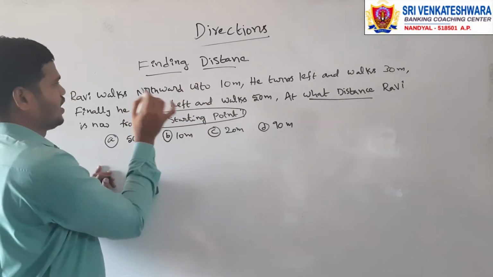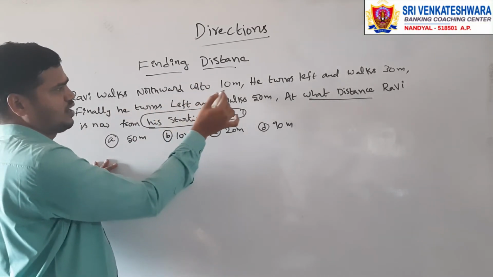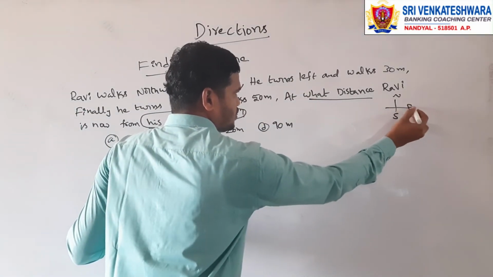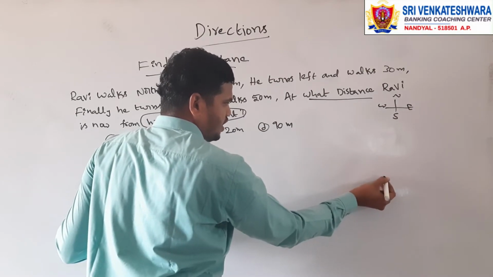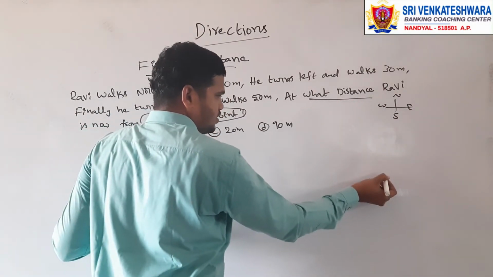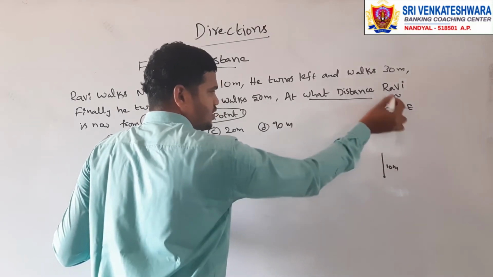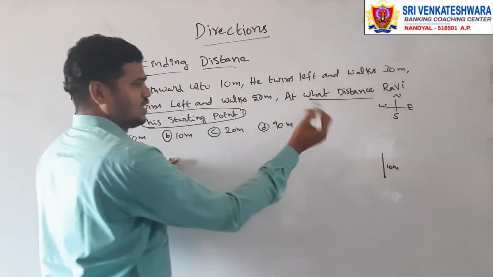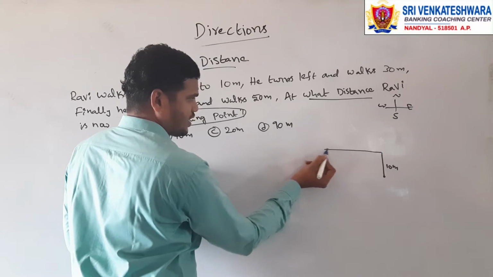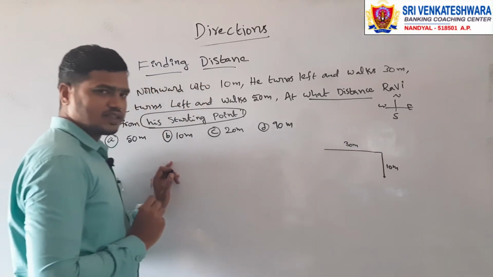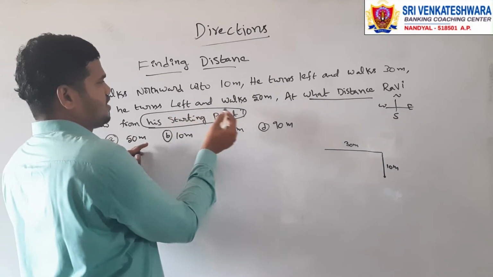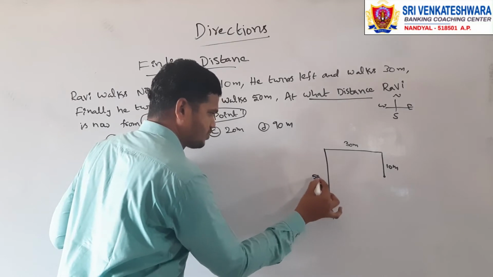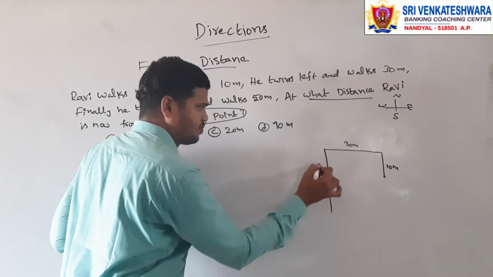First of all, we take the northward. First statement: Ravi walks northward up to 10 meters. So in the north direction. This is our direction: north, south, east. He walks towards north, 10 meters from the initial point we have. Next, he turns left and walks 30 meters. Finally, he turns left again and walks 50 meters. See, observe here, I have drawn the lines based upon the distance.